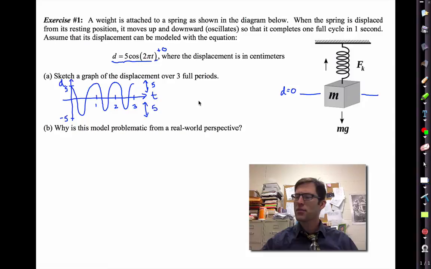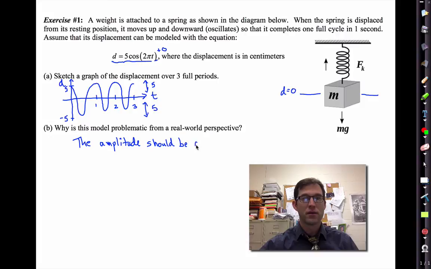So what's problematic about this real-world perspective is that the amplitude should be getting smaller. The amplitude should be decreasing, going down, but in this situation the amplitude is 5 and it's a constant. So think about that a little bit.